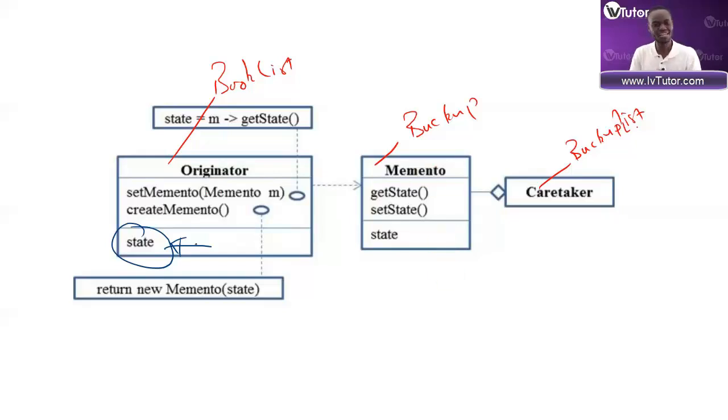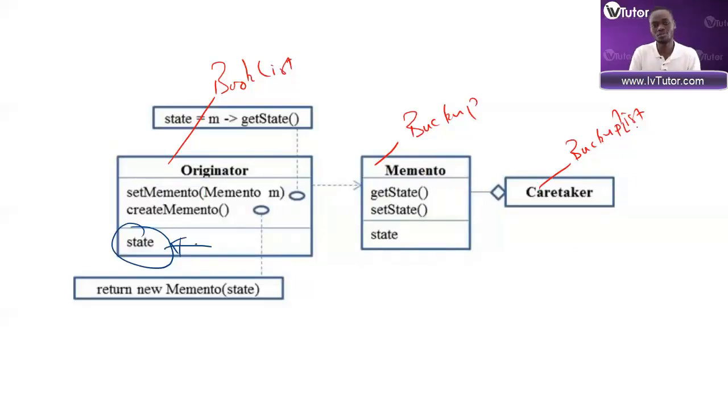Your memento is simply a class that is there to preserve your state. I'll come back to this one. And your caretaker is simply a class that is there to store your mementos. In other words, a caretaker is simply a list of this class, right?